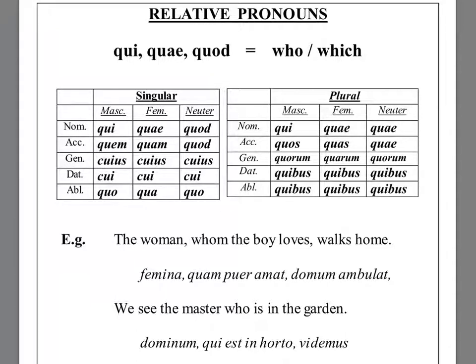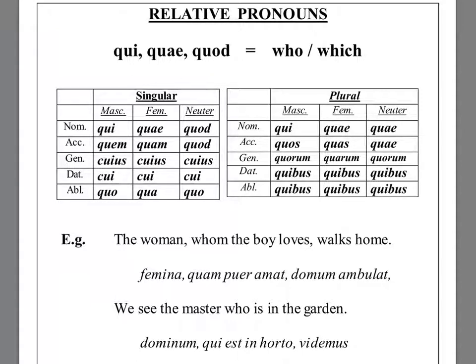Q's and C's in Latin are very similar, which is why the genitive is cuius rather than, well, however you pronounce it, quius, I guess, with a Q. So, qui, quae, quod, quem, quam, quod, cuius, cuius, cuius, cui, cui, cui, quo, qua, quo.